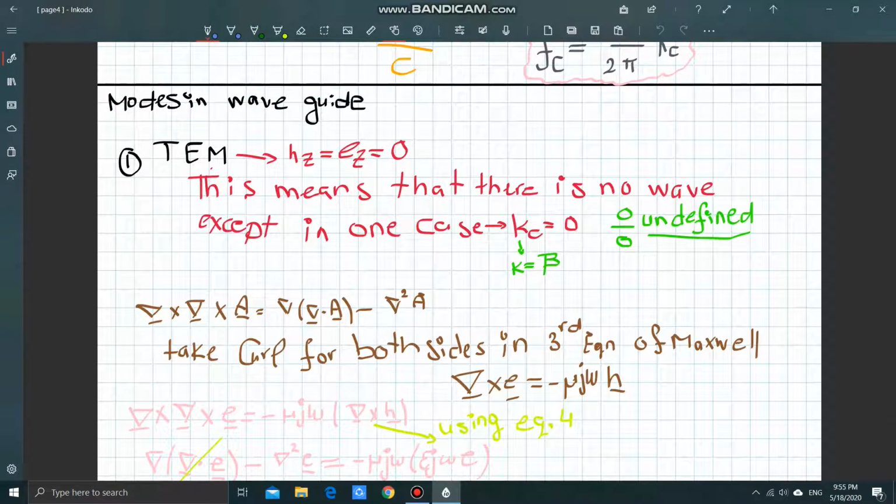Modes in waveguide. The waveguide can have 3 modes: TEM, TM, and TE. We'll study them one by one. First of all, TEM stands for transverse electromagnetic wave, which means that Ez and Hz are both equal to 0.